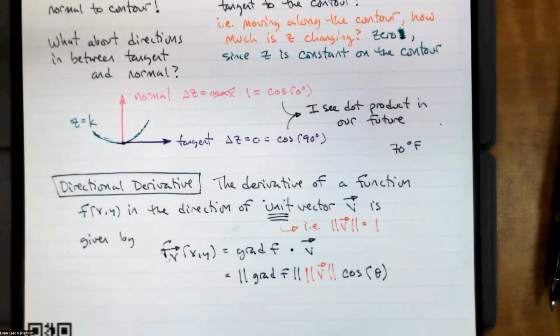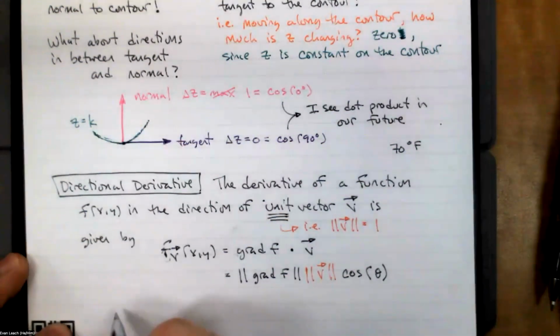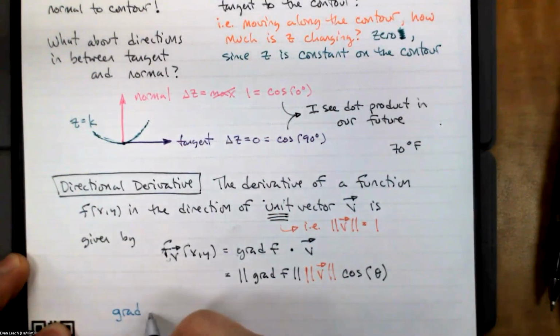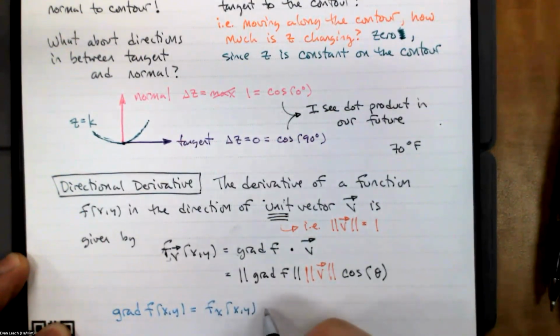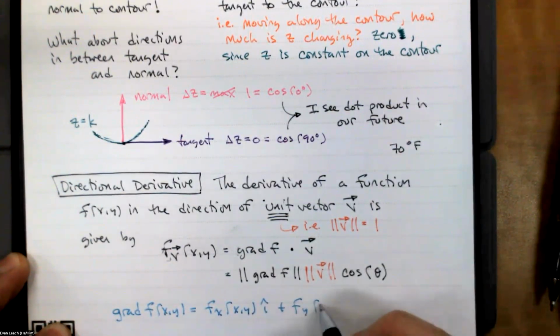Now, you might notice that I have not told you what the gradient is. I don't like doing a whole section on gradient. I like to tell you why we care about gradients. So here it is. Gradient of f is the derivative with respect to x in the i direction and the derivative with respect to y in the j direction.